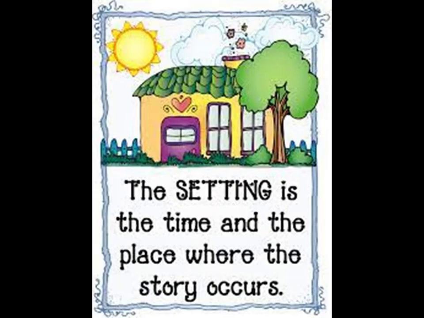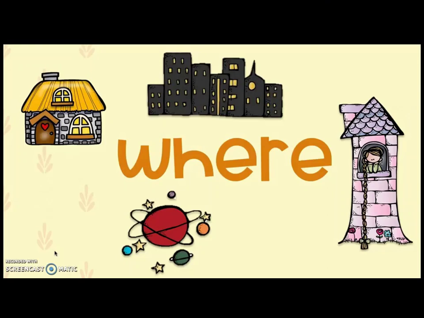Now we'll talk about the third element, and that is setting. Setting shows the places where events are happening. It also tells the time period when the story is taking place and what environment is occurring in the story. It expresses the mood of the story and helps us to guess what might happen next in the story.